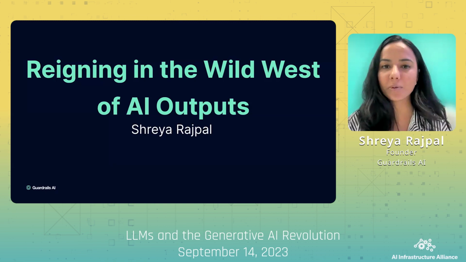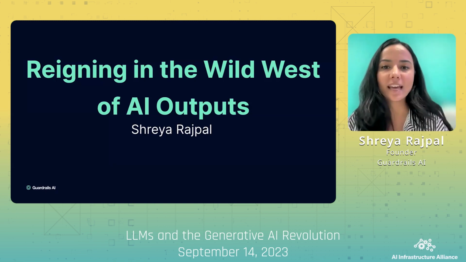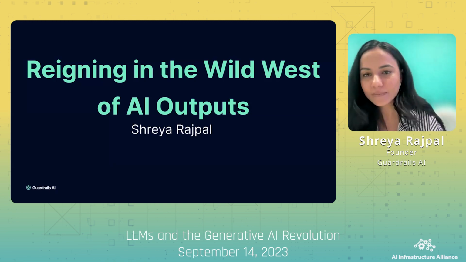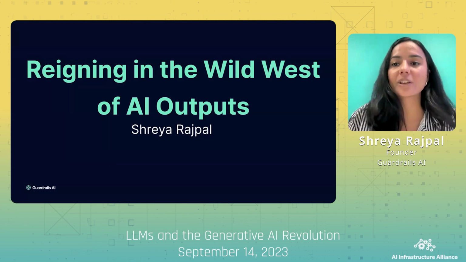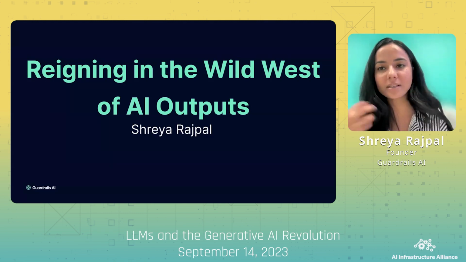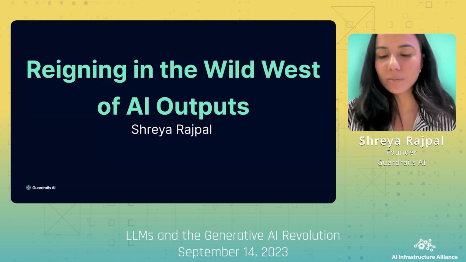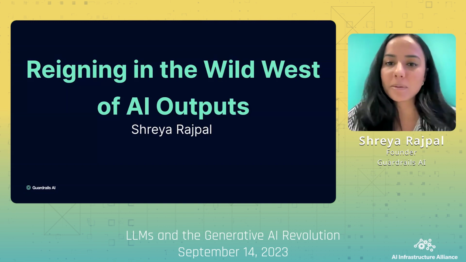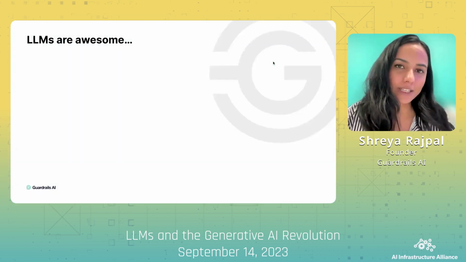And today I am going to be talking about how to rein in the wild west that is AI outputs. So any practical application of AI that you're building, anything that uses a large language model as a software component, ends up being very unreliable. And so this talk is going to be about how we take that problem and build up practical solutions for it. Great, so let's get started.